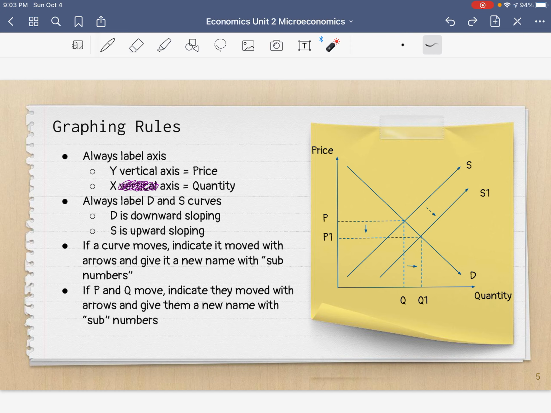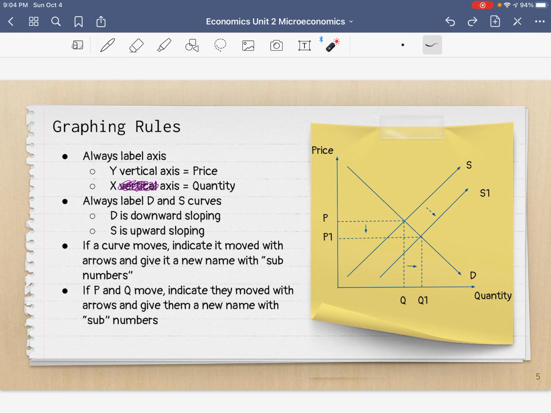So when a curve moves, that means that this is no longer the place where the two curves meet. In fact, here's the demand curve. Here's the supply curve. There's a new place where they meet. So price and quantity have moved as well. Price went down. Quantity went up and over. Well, just over, but it's increasing, right? We label that with arrows, and then we have to relabel our new price and our new quantity. We label with sub numbers again. P sub 1 and Q sub 1. A new price and a new quantity.